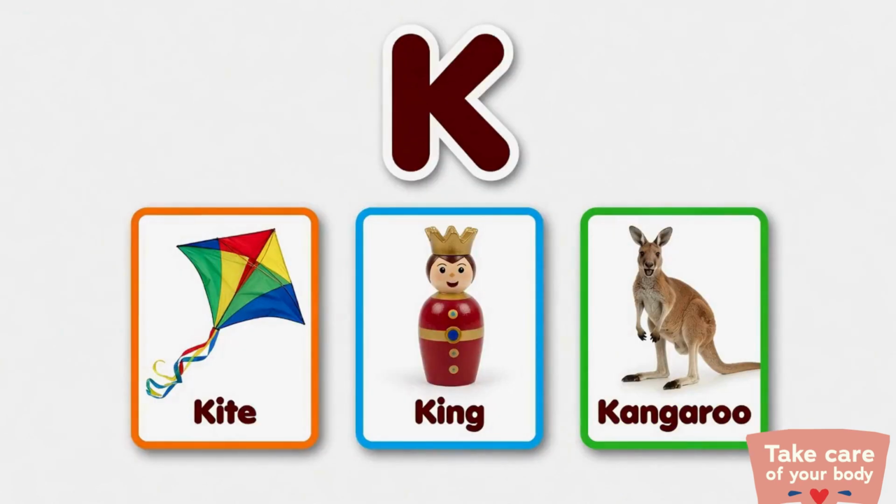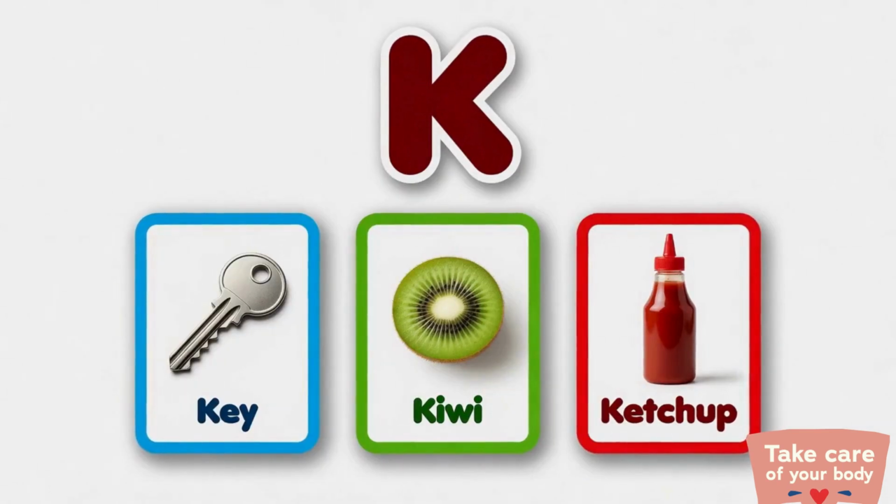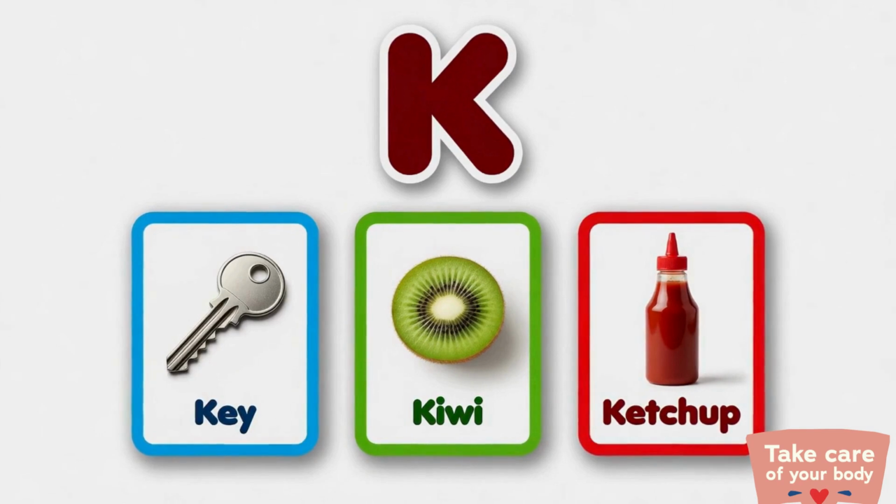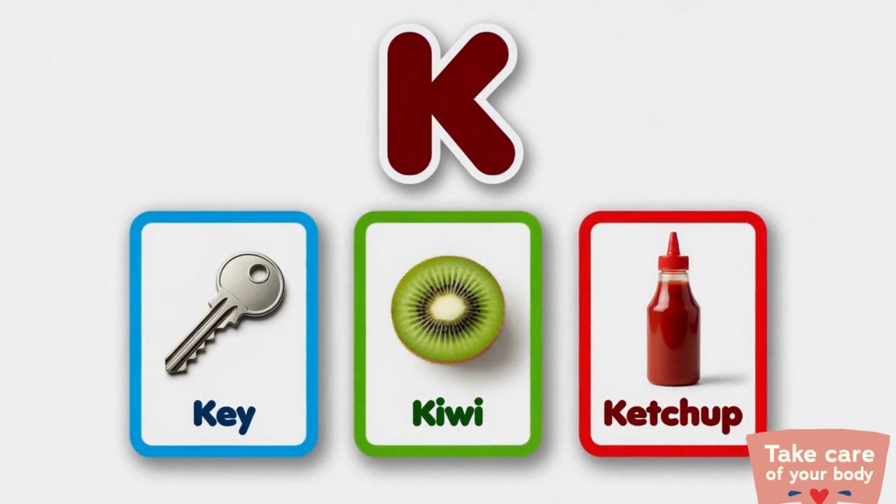This is the letter K. K is for kite. K is for king. K is for kangaroo. K is for key. K is for kiwi. K is for ketchup.